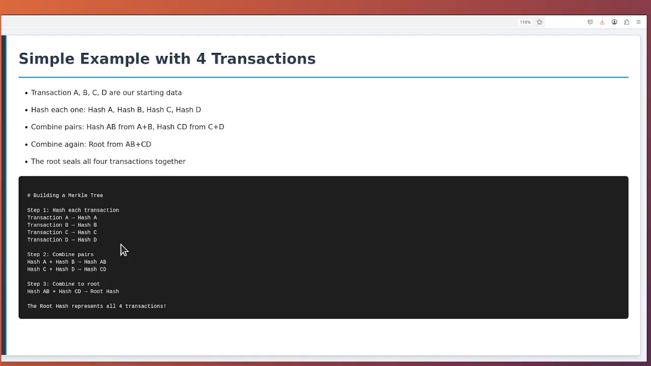Now here's the cool part. This root hash is like a seal on the entire group. If anyone changes even one letter in transaction A, the root hash will be completely different. That's how we detect tampering.